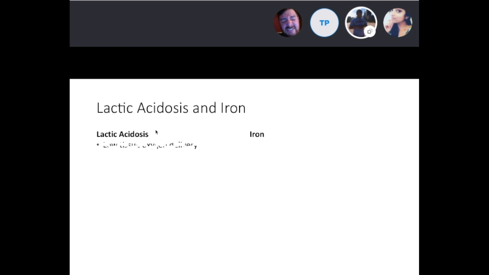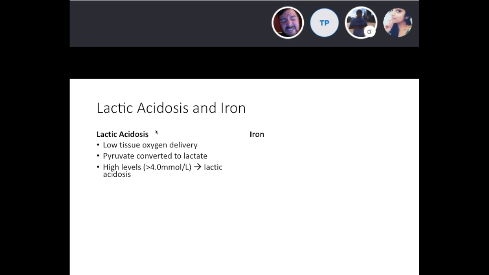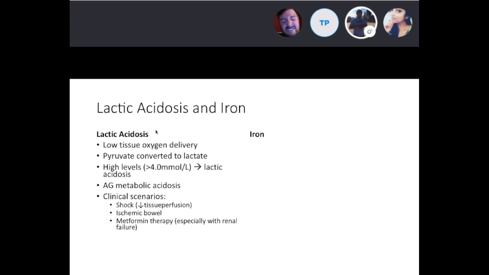Lactic acidosis is basically low tissue oxygen delivery. This is where your pyruvate is converted to lactate, and when you have high levels, it can cause lactic acidosis and anion gap metabolic acidosis. So clinical scenarios where you can see lactic acidosis will be patients with shock because they have a decrease in their tissue perfusion, ischemic bowel, obviously metformin therapy, where we know that the side effect is lactic acidosis, and seizures, because they're contracting their muscles so much that it's causing the lactic acidosis, or exercise.